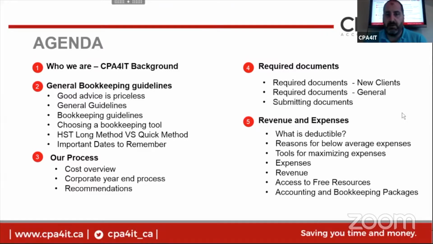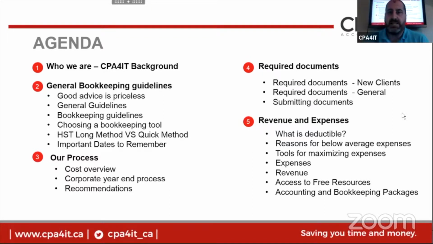Then we'll jump into the general bookkeeping guidelines and go through some tips on how to keep your information organized. We're going to then talk about our process and what that looks like on our end, so that you can get a feel for timelines and ETAs, so that you can be prepared for the appropriate tax deadlines. Then we're going to talk about the actual documents that are required. This is usually the #1 issue that we face with new and old clients, to be honest, is that we're constantly hunting and pecking for the additional pieces of information that we require.